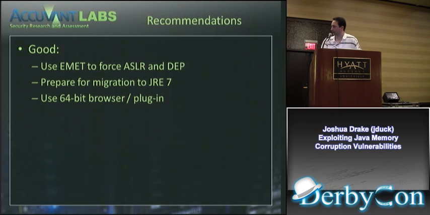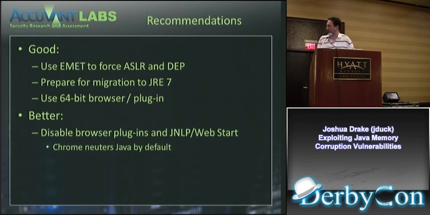So the recommendations, the good things you can do: you could use EMET to force ASLR in depth. Interesting thing is that doesn't actually affect that wonderfully static memory segment. It stays right there. You could prepare for JRE7 when they fix the loop optimization bug. Or you could use a 64-bit browser and plugin, which they introduced in update 15, I think. As far as I know, there are no malicious code packs out there targeting any 64-bit browsers or plugins. So these things are good. Better, you can disable the Java browser plugins altogether.